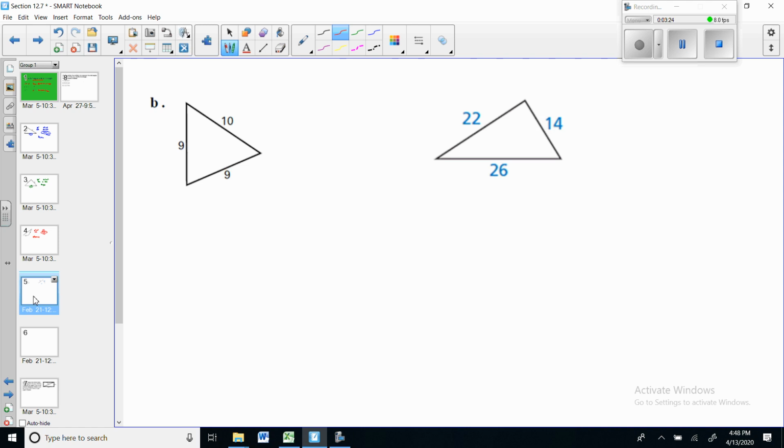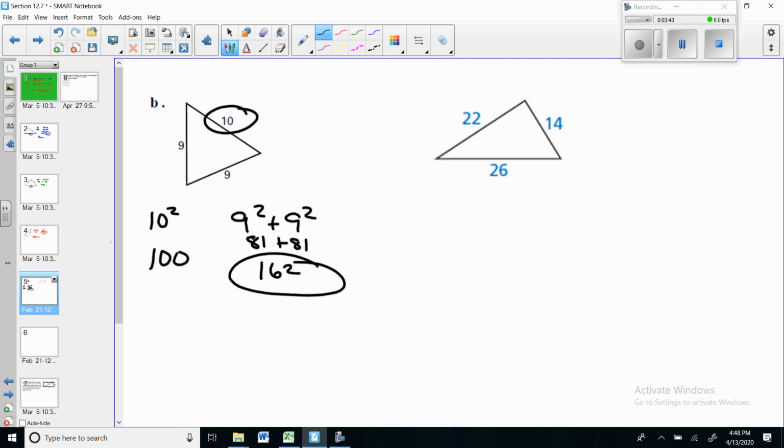Here are a couple more examples. For letter B, we're going to take our biggest side, which is 10. We're going to let that be by itself. And we've got 9 squared plus 9 squared. 10 times 10 is 100. 9 squared plus 9 squared is 81 plus 81, which gives me 162. My added side is bigger, so my triangle is acute.